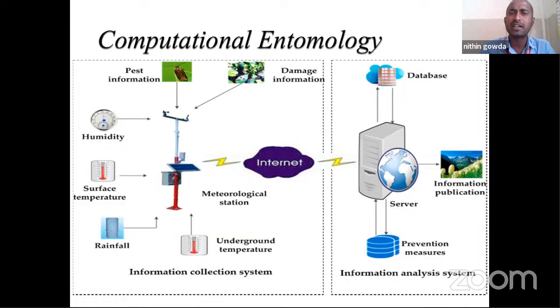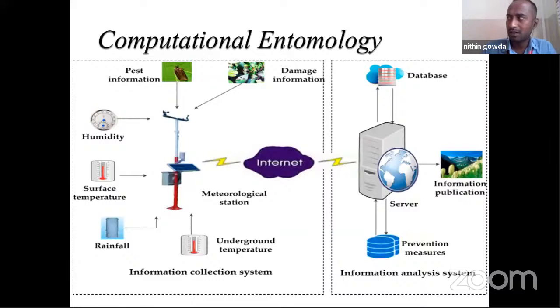So why do you need computational entomology? These are the two sections that come under it: the information collection system and the information analysis system. The major theme of computational entomology is to recognize the harmful pests or harmful insects, or the pollinators, so that the entomologist can take necessary actions. Why? Because we cannot bring entomologists to all fields and farms, to check whether pollinators are present in actual count, whether there is a decrease in count, and whether we need to do something.